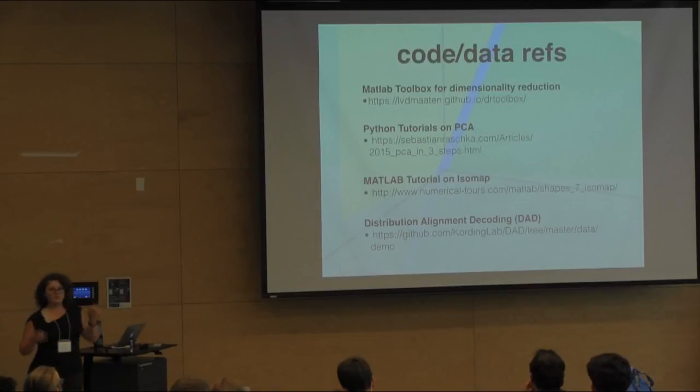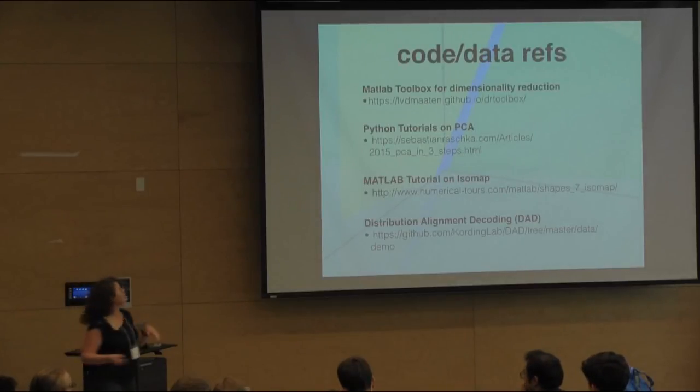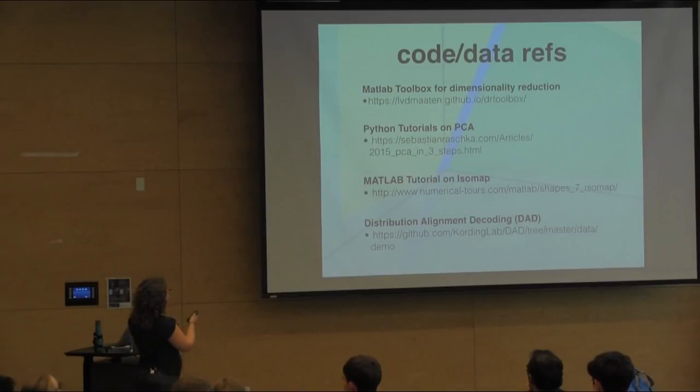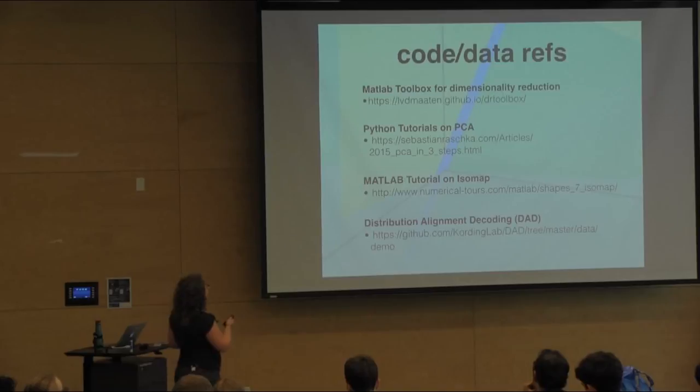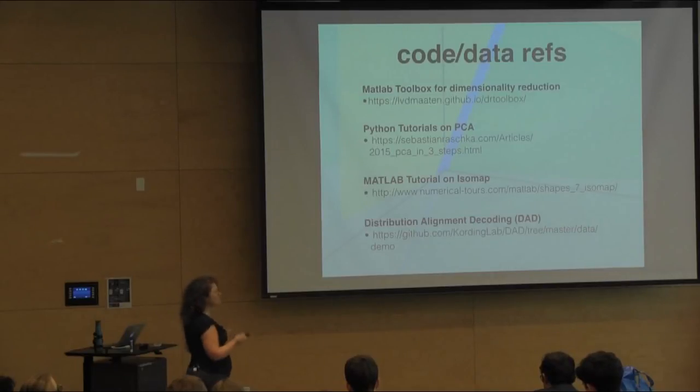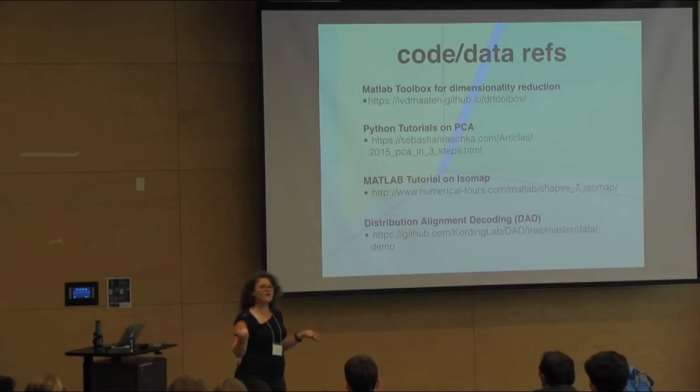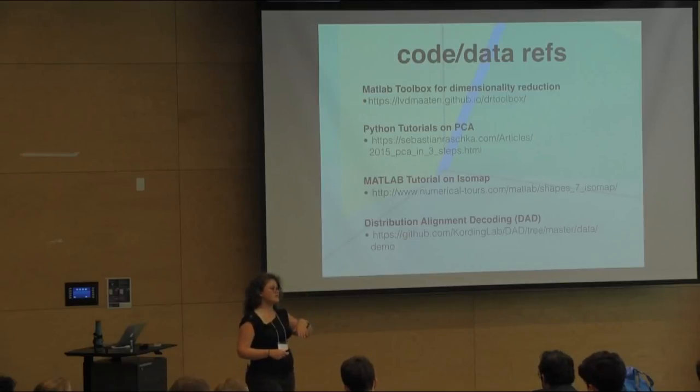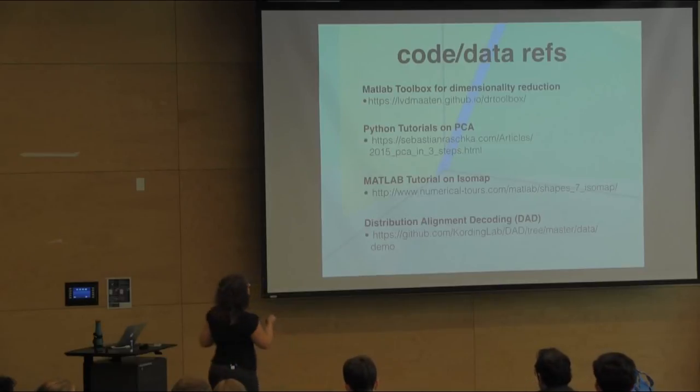I'll put my slides online, but I also have some references for useful tutorials in Python and MATLAB on some of these different things that I described. If you're a MATLAB user, I really love this toolbox from Laurens van der Maaten. He wrote the t-SNE paper that some might know about, but he also has a really comprehensive toolbox which has 30 or more methods for dimensionality reduction, and he has a nice wrapper for them, so that's a really useful tool.